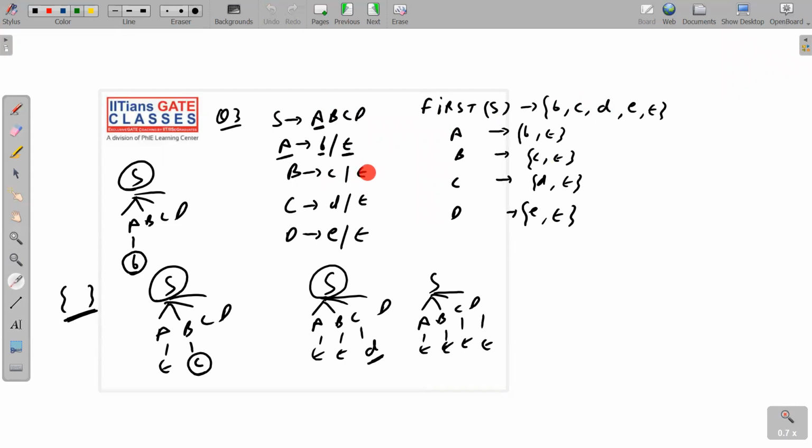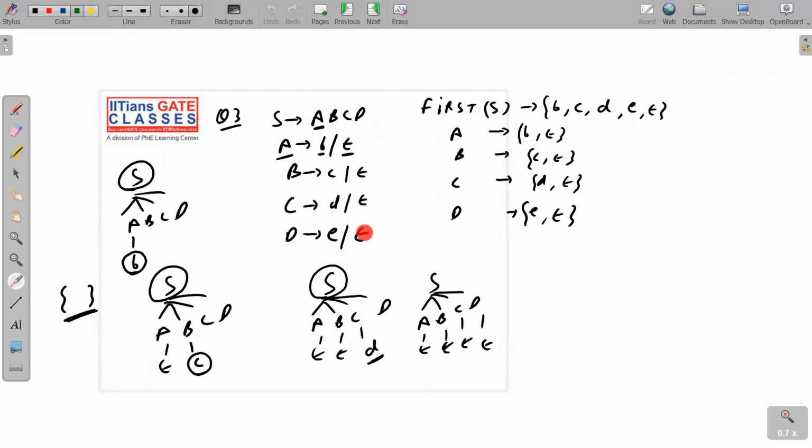Now since B is going to null, I will consider the rest part also. That means CD. So first of S will be first of C. Now first of C is D. I will write here D. Now since C is going to null, I will consider the rest part also. That is D. So first of S will be first of D, and that will be E. I will write here E. I hope I have made the point clear.